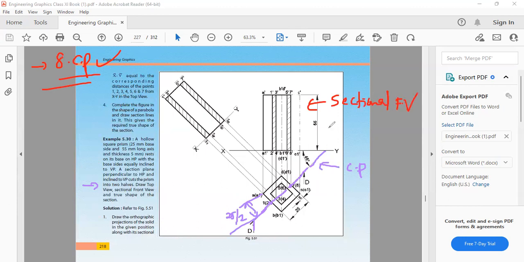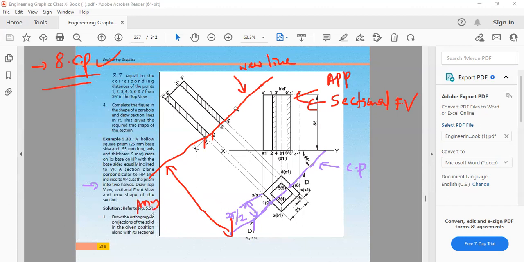Sectional front view. Okay. So here the section is apparent. Why? Because the cutting plane is inclined. So you have to draw the true shape. How to draw the true shape? Draw a new reference line, parallel to this cutting plane. And this distance, you can take any convenient distance and project all these points. So take the distance from the front view.